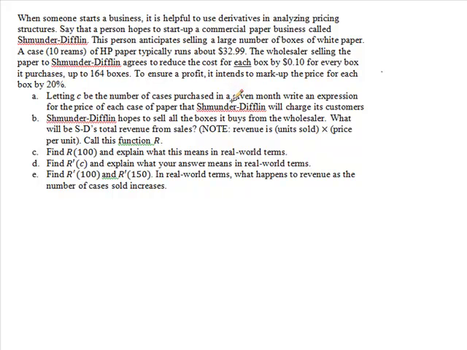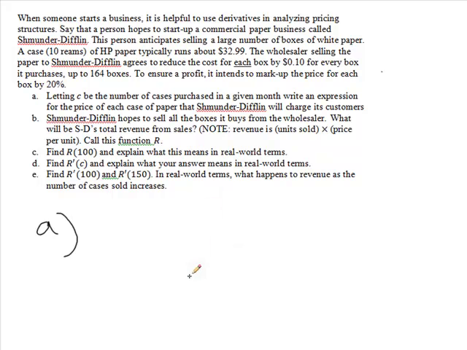about $32.99. The wholesaler selling the paper to Schmunder-Difflin agrees to reduce the cost for each box by 10 cents for every box it purchases, up to 164 boxes. To ensure a profit, it intends to mark up the price for each box by 20%. So there's a lot of information. Now we're actually going to build an equation from this, which we haven't really done yet. Letting C be the number of cases purchased in a given month, write an expression for the price of each case of paper that Schmunder-Difflin will charge its customers.